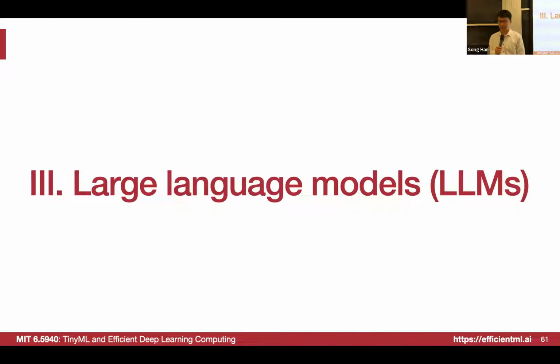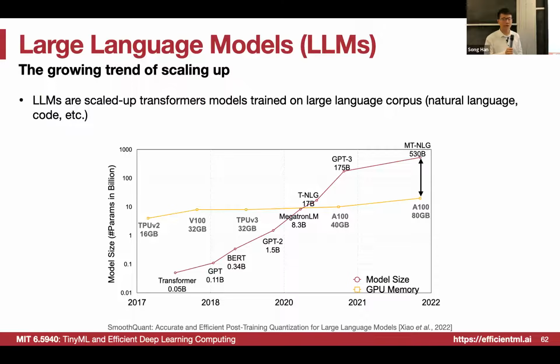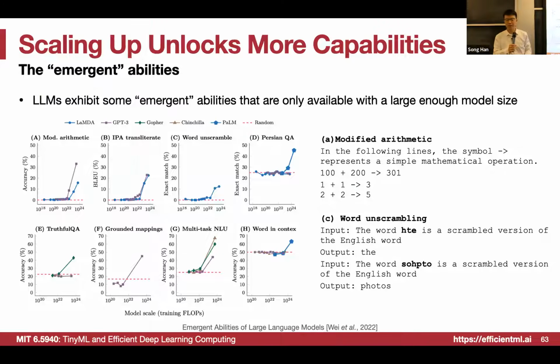All right, so that concludes the second part. Now we are going to dive into popular large language models by combining the techniques we have learned so far. In recent years, the number of parameters in large language models is growing super fast. And when we have a larger number of parameters, emergent abilities appear. These abilities only emerge with models that are large enough.